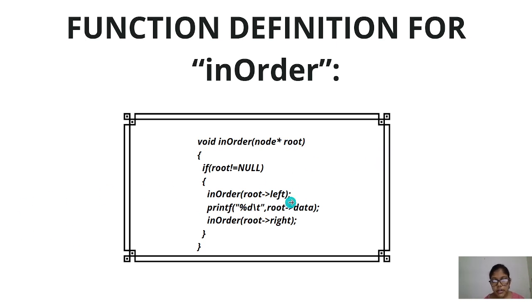When in this line, root of left means now we are at the smallest value. So printf means printing that data, printing the data at the left, and root right means going to the right side.